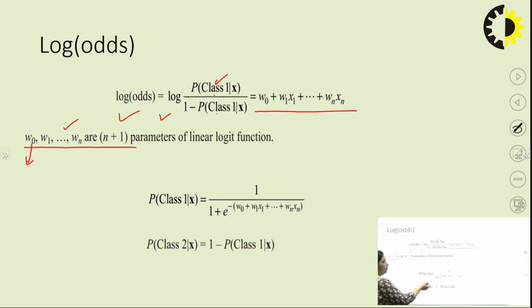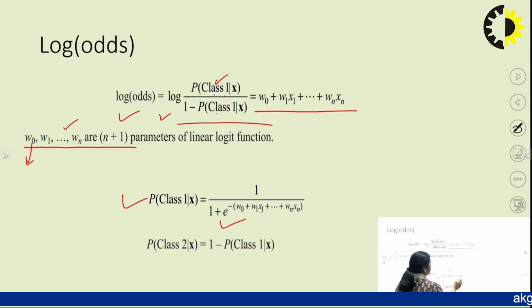We can manipulate it using maths. From this equation, the log of this is equal to this. So the probability of class 1 when x is given, divided by 1 minus that probability, is equal to e to the power W0 plus W1 x1 plus up to Wn xn. Then solving for the probability of class 1 when x is there, we get this equation: 1 upon 1 plus e to the power minus (W0 plus W1 x1 up to Wn xn). This is our probability.